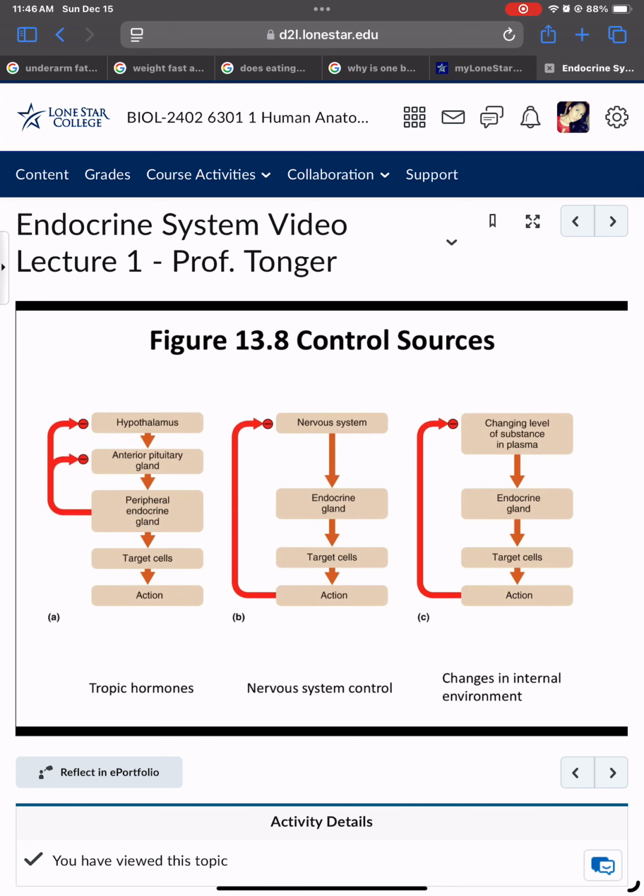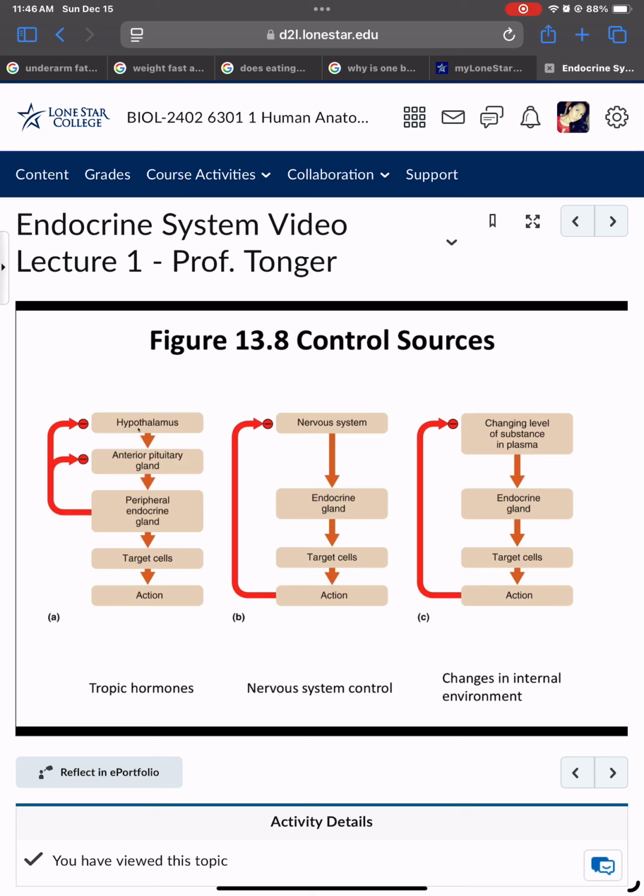Next, as far as the regulation of these hormones is concerned, you have three basic ways. One is tropic hormones, second is nervous system control, and third is changes in the internal environment. You can see the endocrine gland, and the anterior pituitary or hypothalamus is also an endocrine gland. So basically we are trying to understand what signals stimulate the endocrine system to secrete the hormone.